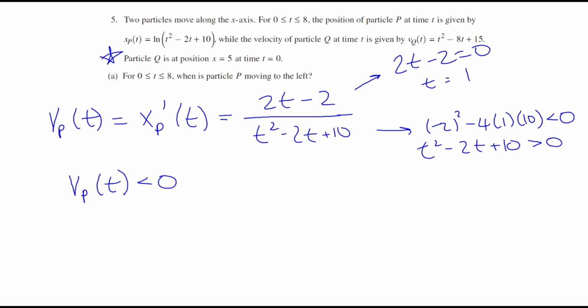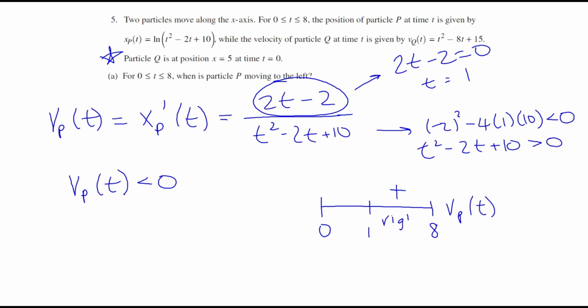And so we can make a little sign chart here with 0, 1, and the end of our time interval, which is 8 on it. And note that if I pick something between 1 and 8, like 2, and plug it in here, the numerator, 2t minus 2, is going to be positive, and the denominator is always positive, as we already said. So the velocity is positive, which means that the particle is moving to the right. And from 0 to 1, if you put in something like a half to your numerator here, you're going to get a negative, and then you'll divide by a positive. It tells us our particle is moving to the left from 0 to 1.